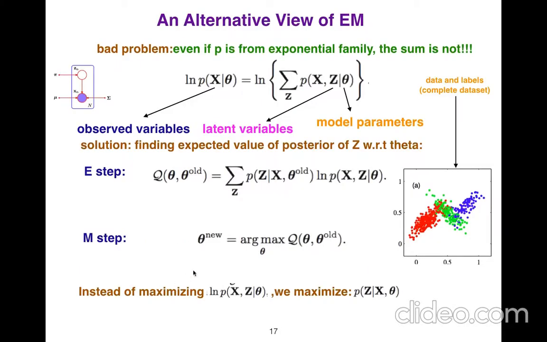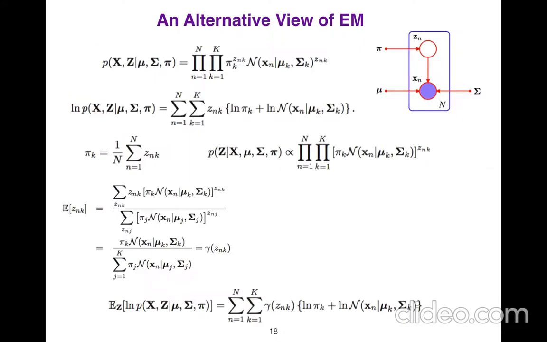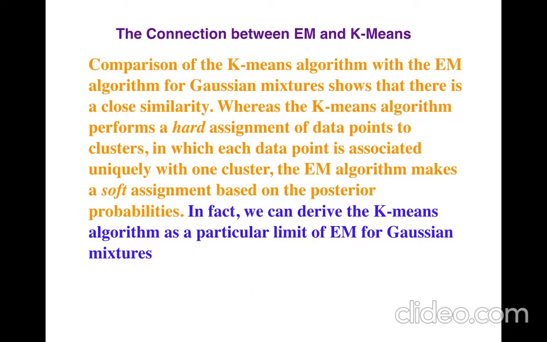An alternative view is using, for example, a latent variable, which is a hidden variable. For example, in a hidden Markov model, you have z. Z is the hidden variable. We call it a latent variable, and instead of maximizing p of x, we want to maximize p of z, because this is expectation maximization, and so we can derive k-means as a particular limit of expectation maximization for Gaussian mixtures.